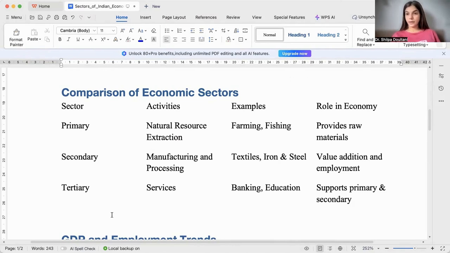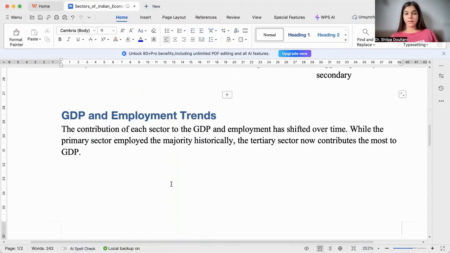And how does it help the economy? How does each contribute? Primary provides raw materials. Secondary provides value addition and employment, because whatever raw material comes to it, if you process it, it gives more value when the finished product comes to the market. So that gives value addition and employment. Tertiary supports both primary and secondary sectors by giving service. So that's the comparison of different economic sectors.